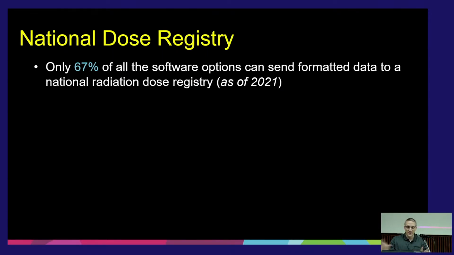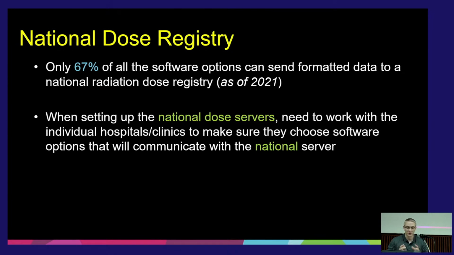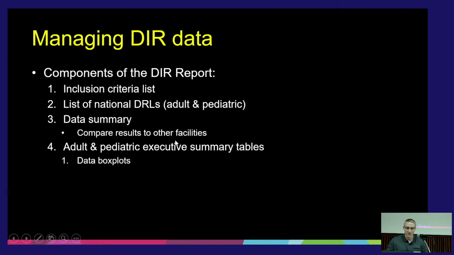That all said, it's important to say that only 67% of all the software options can send formatted data to a national dose registry. So you have to be very careful with what you're picking as a dose monitoring solution in your hospital. When setting up your national dose servers, you need to work with the individuals, the hospitals, and the clinics to make sure that you choose the software options. And once the data's up and the data comes back, let's look at 4 steps, the components of the DIR report.